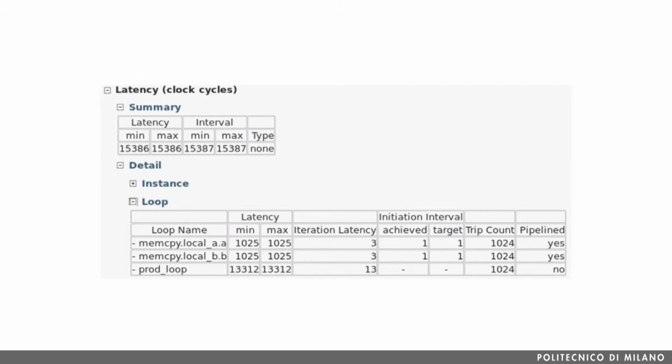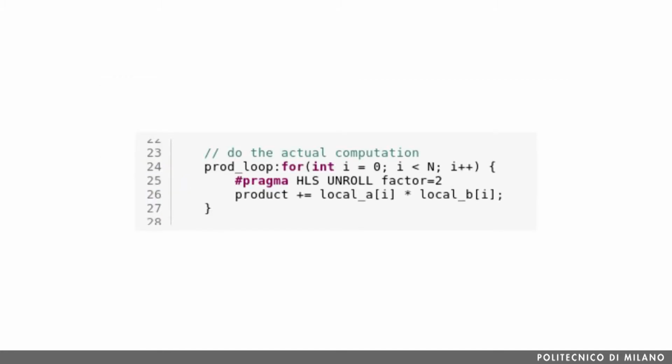Overall, the iteration latency of the loop is 13, and the loop is iterated 1024 times, which yields a total loop latency of 13,312 cycles. What is the iteration latency and the trip count that you would expect by unrolling the loop by a factor of 2? Well, let's try it out.